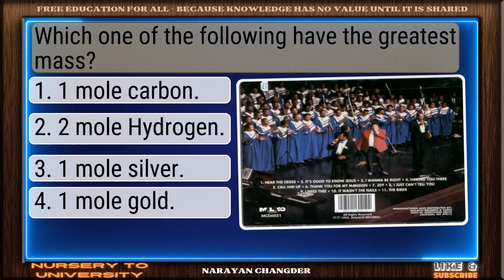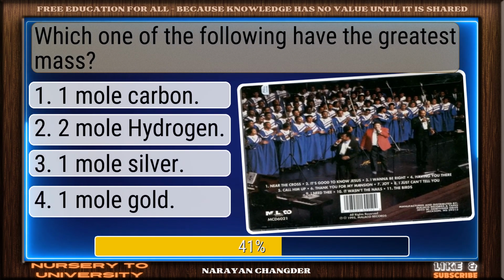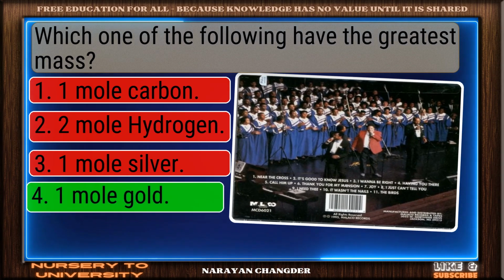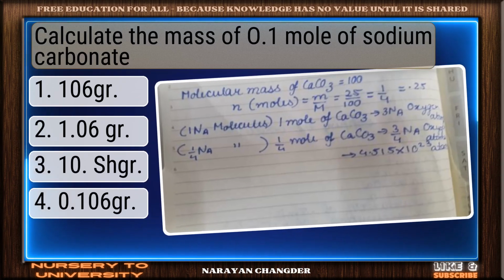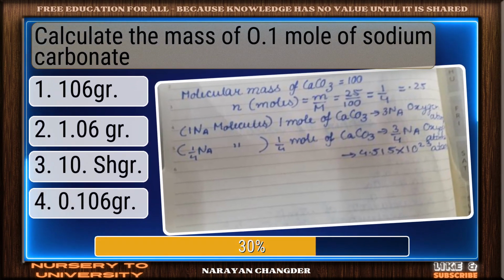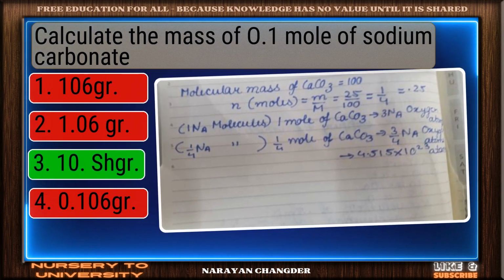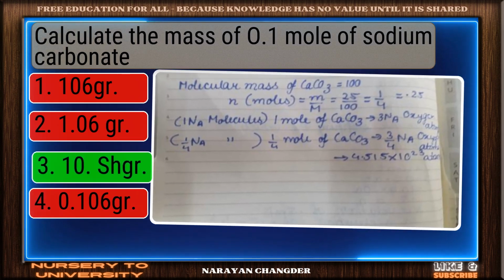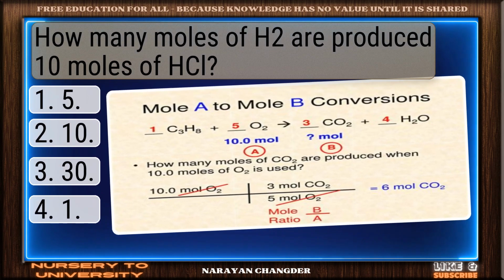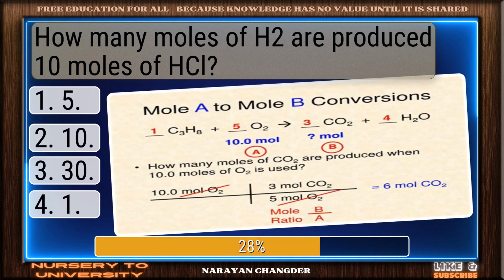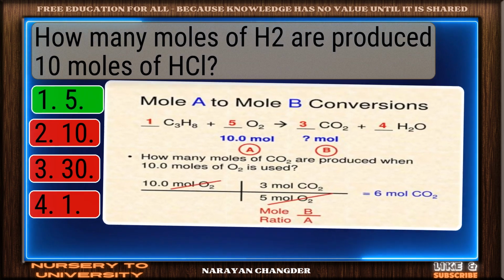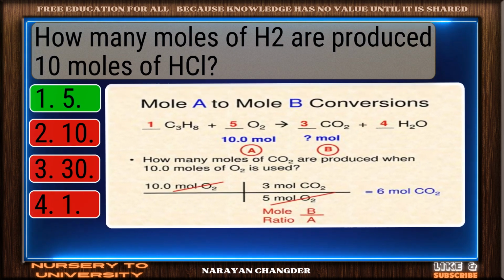Which one of the following has the greatest mass? Strong choice. 1 mole gold is the right answer. Calculate the mass of 0.1 mole of sodium carbonate. Exactly. 10 g makes sense and it is the right choice. How many moles of H2 are produced from 10 moles of Ca? You're right. 5 is the correct answer.